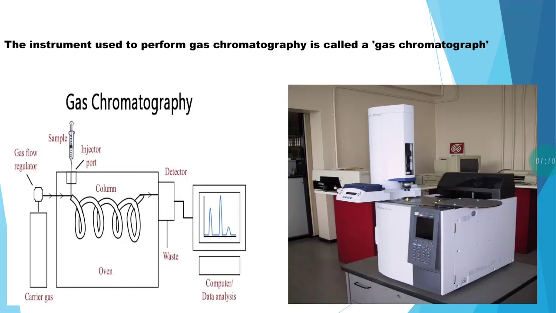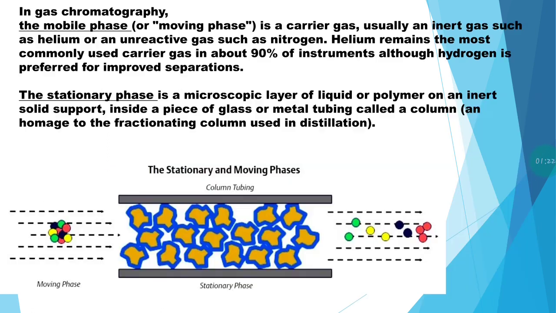The instrument used to perform gas chromatography is called a gas chromatograph. You can see in both pictures, the first is a schematic diagram of the chromatograph and the second one is showing the machine itself.